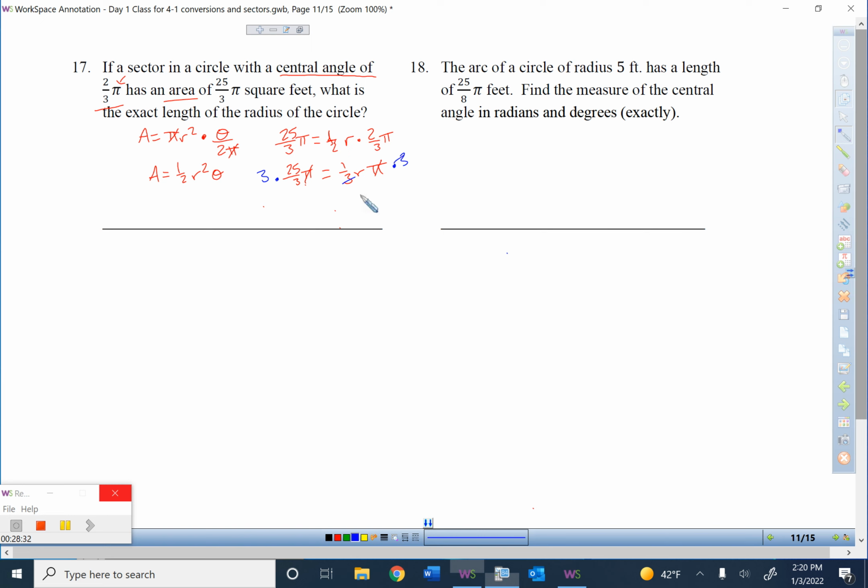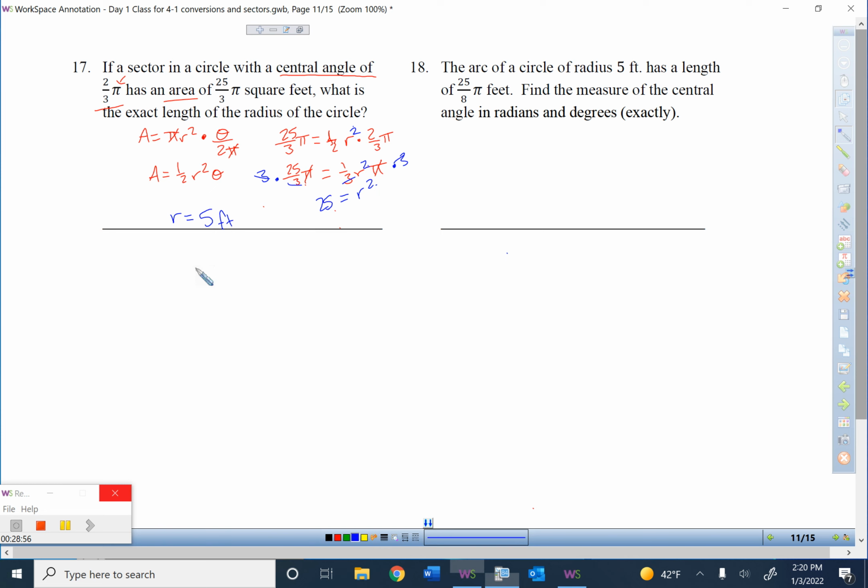Those cancel, leaving us just with r here. And on this side, those 3's cancel, leaving us with 25. Okay, I lost my squared in the process here somewhere. But that's r squared equals 25, which means my radius is 5. There's no negative for radius, so this one is just the positive version with feet next to it.